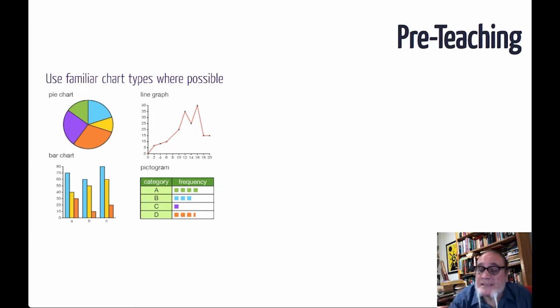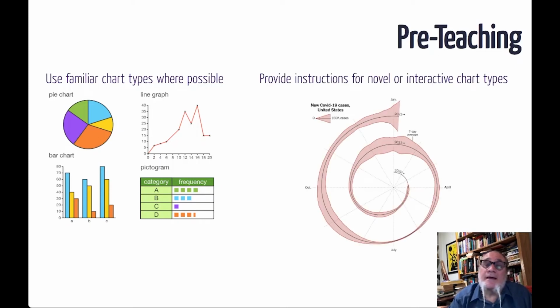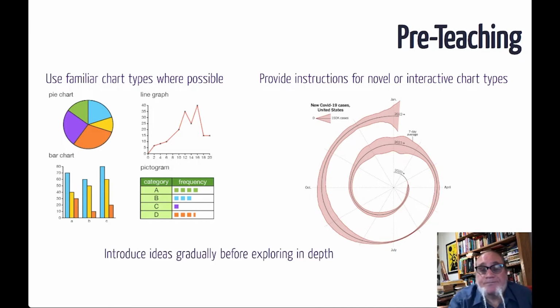That's not always possible. Sometimes we want to have novel chart types. When we do have those novel chart types or interactive chart types, we should provide instructions on how to use those chart types so we don't lose somebody's ability to process the information. Basically, we should introduce ideas gradually before exploring new ideas in depth.